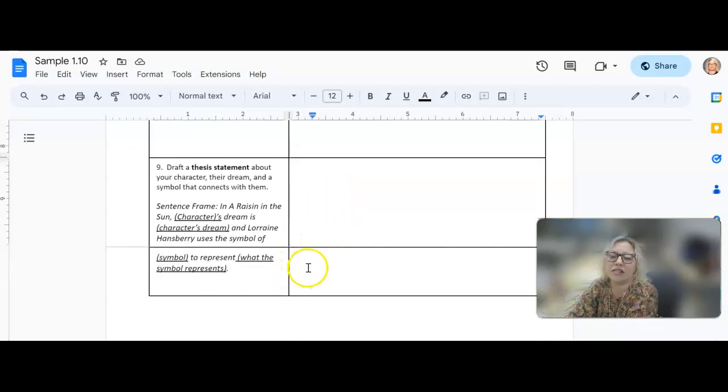All right, the last thing you're going to do is write a thesis statement. And your thesis statement should be created based on this sentence frame. In A Raisin in the Sun, the character's dream is, and then write the character's dream, and Lorraine Hansberry uses the symbol of, write the symbol, to represent, and then what the symbol represents. And you can see the sample on Asagai to help you as you work on yours.